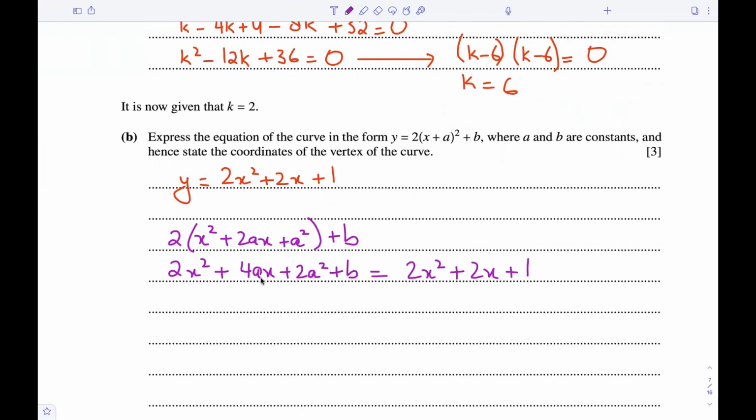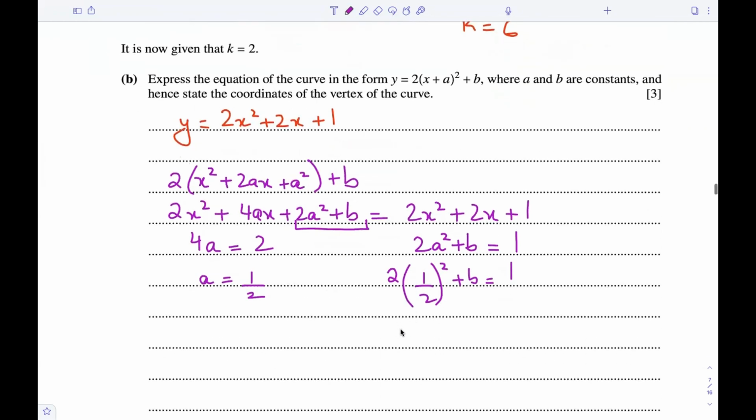And we have to convert our equation, which is 2x squared plus 2x plus 1, into this form. So comparing this, the coefficient of x on the left hand side is 4a and on the right hand side it is 2. So we can say a equals 2 upon 4 or 1 upon 2. The constant term on the left hand side is 2a squared plus b, and on the right hand side it is 1. So in place of a, now we can substitute 2 times 1 upon 2 whole squared plus b equals 1. So b will be equal to 1 minus 2 times 1 upon 4, which is 1 upon 2. So the value of b will be half.